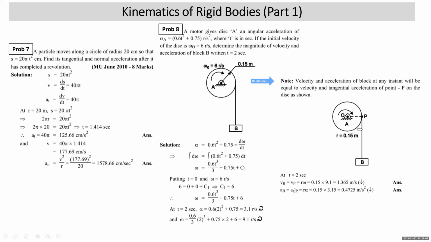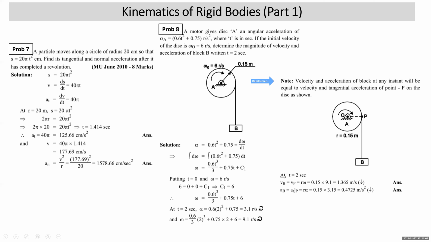Now the acceleration of block B will be nothing but the tangential acceleration of point P. Right, because tangential acceleration will be carried forward to the string, which is tangential. But if the point is on the disk, it will have two accelerations, normal and tangential. Once the point is removed from the disk, a_n will disappear and a_t will be carried forward.